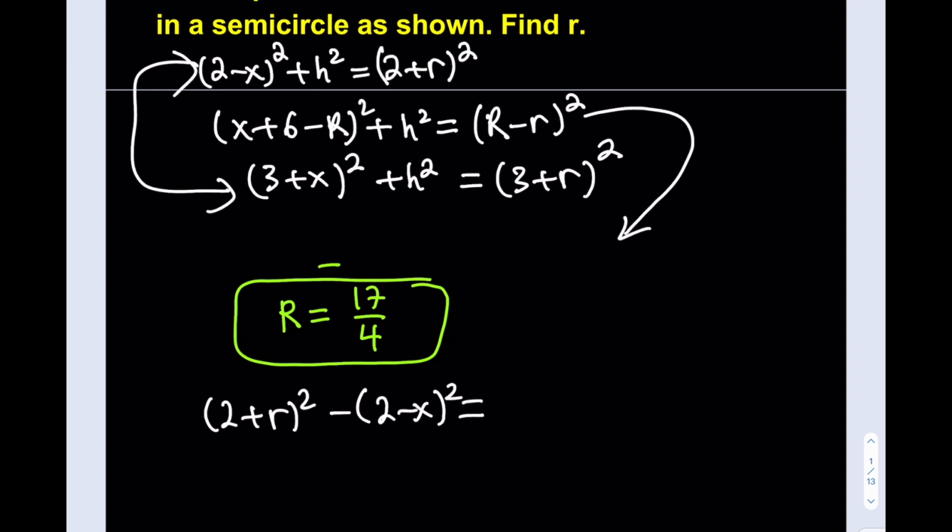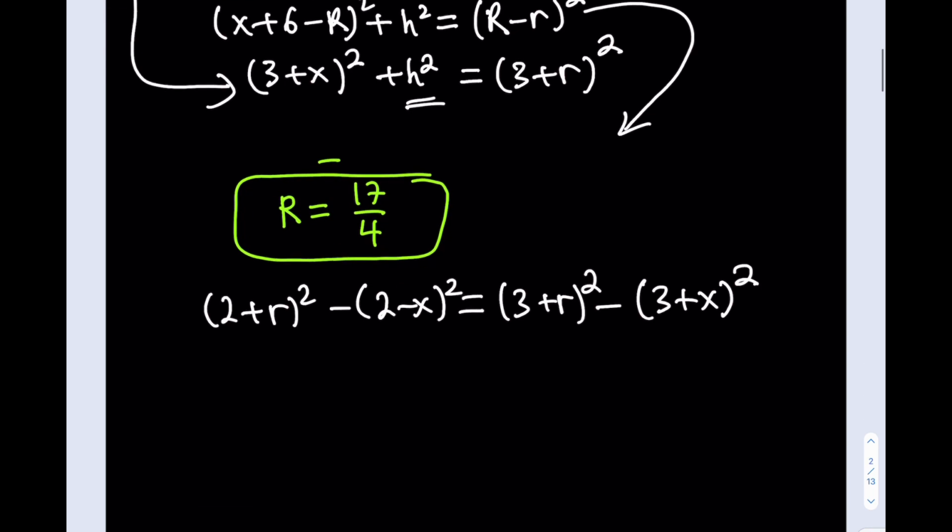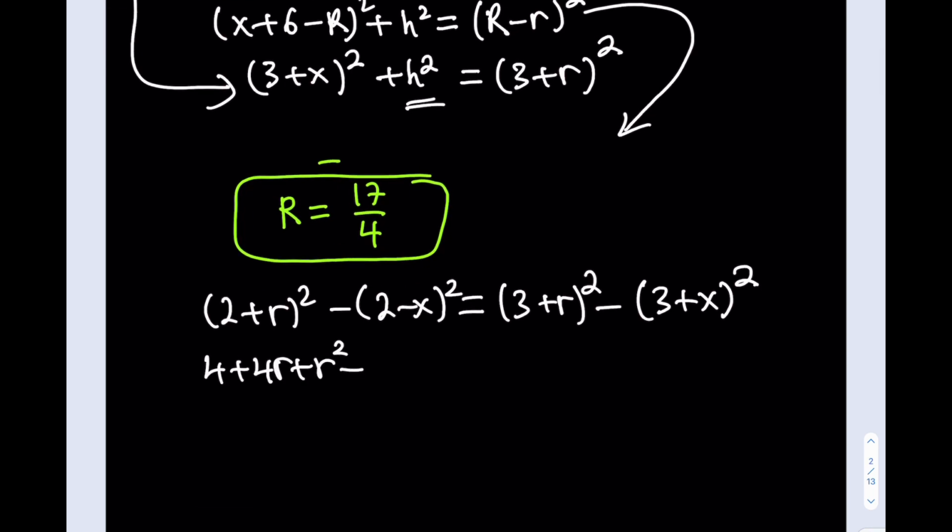So let's go ahead and isolate h squared from both of these equations and set them equal to each other. So h squared equals h squared. And this should greatly simplify things, you'll notice. Okay, makes sense? I isolated h squared here, and then set them equal to each other. Beautiful. Let's see what happens. 4 plus 4r plus r squared minus 4 plus 4x minus x squared. Unfortunately, we didn't get a negative x squared, but we'll get that over there.